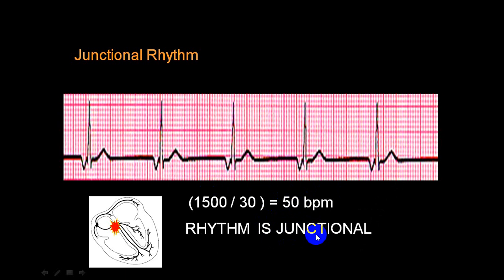For junctional rhythm, if the rate becomes less than 40, we call it junctional rhythm with slow ventricular rate, or slow junctional rhythm. If the rate becomes more than 60 and less than 100, we call it junctional rhythm with fast ventricular rate, or accelerated junctional rhythm. If the junctional rate is more than 100, then only we use the word junctional tachycardia. Usually there is no term like junctional bradycardia, but we use junctional rhythm with slow ventricular rate if it is less than 40.